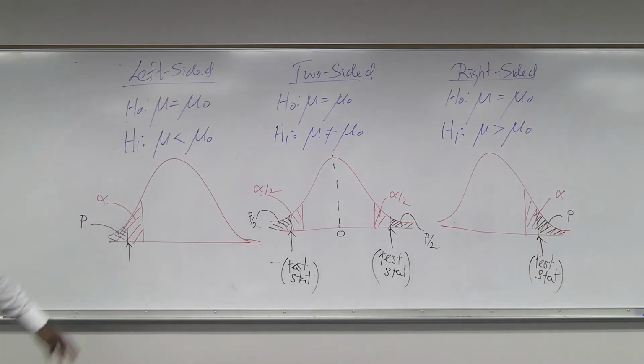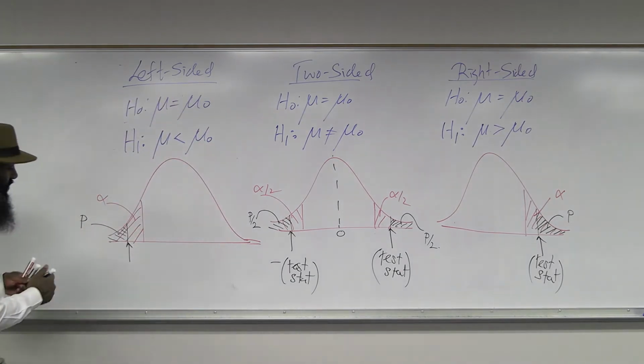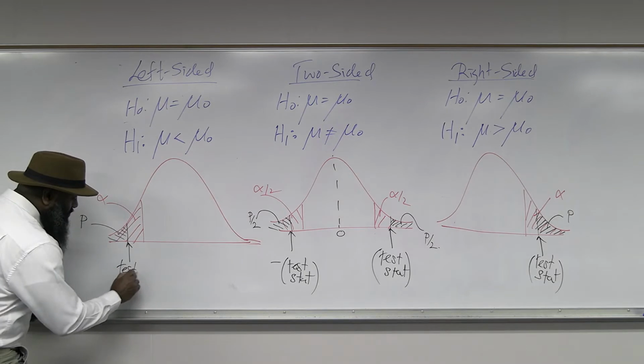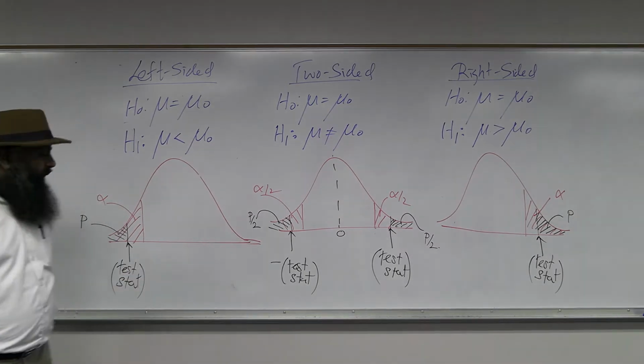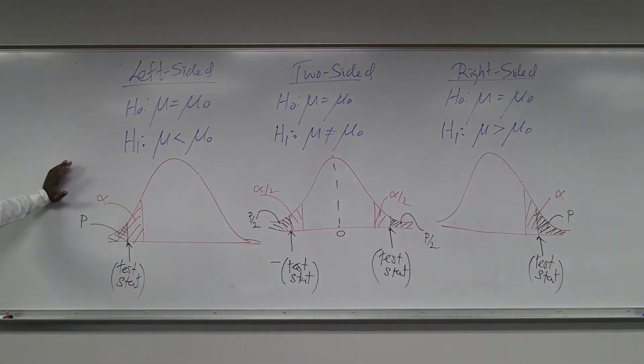Look at this left-sided test. This point was the test statistic. Now which one is larger? Alpha is larger, p is smaller. We reject the null hypothesis in this situation.